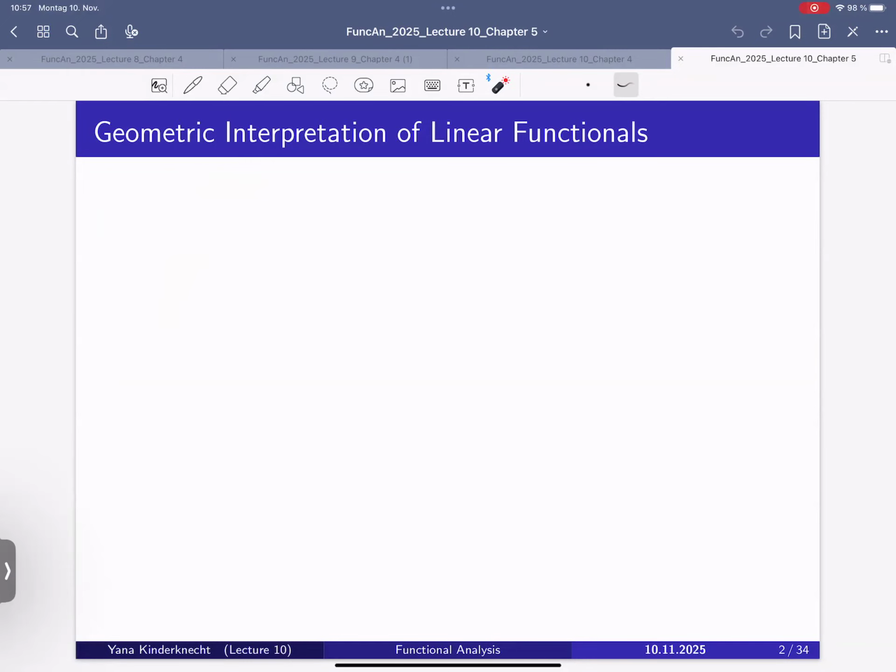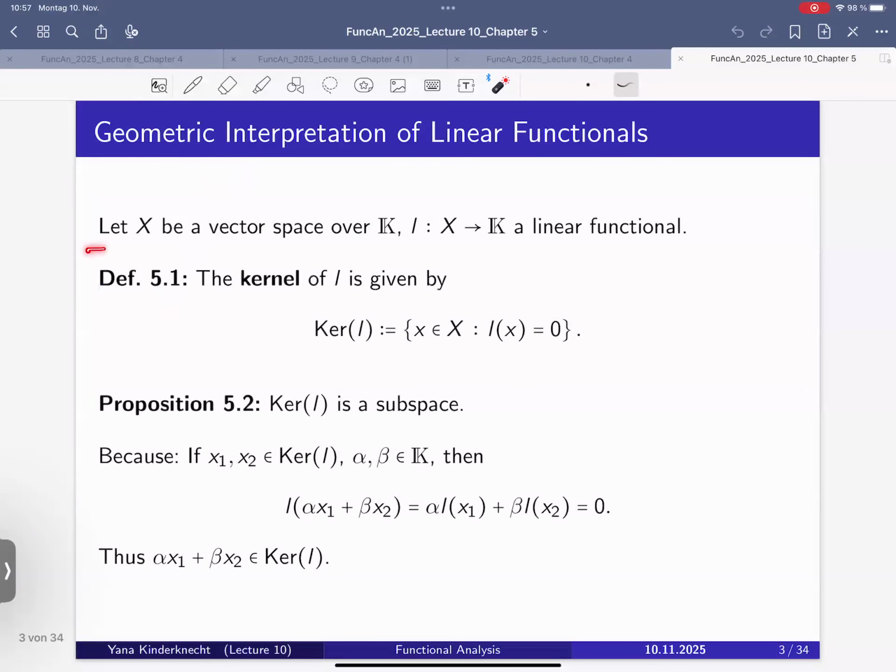So let X be a vector space. So we are now in linear algebra. No topology, nothing, just a vector space over a field of scalars. And let L be a linear functional. So no words about continuity since we have no topology, only linear structure.